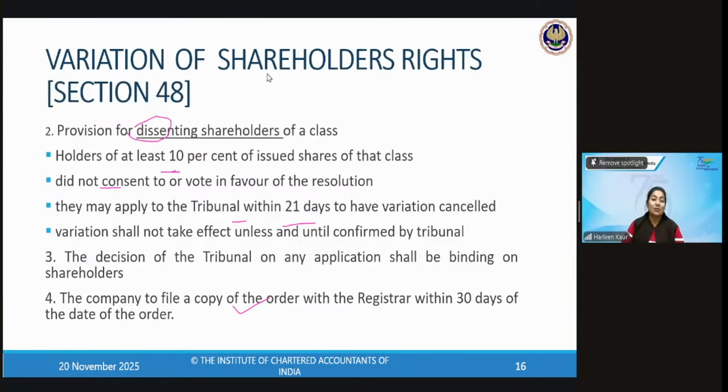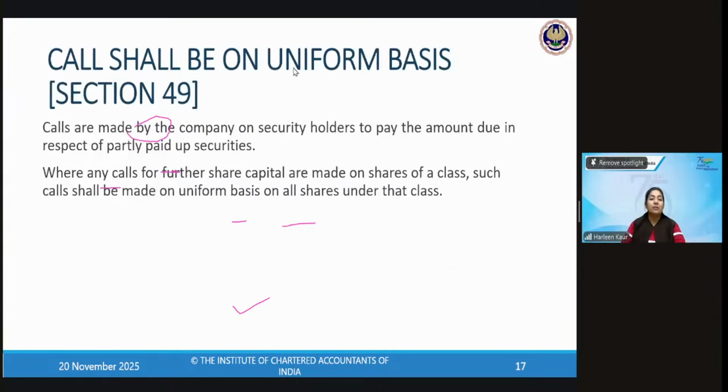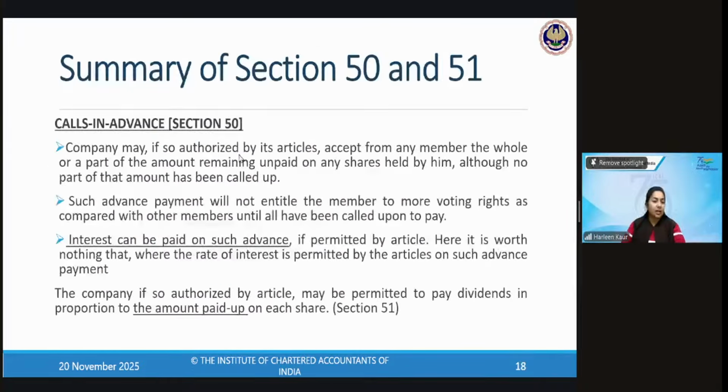Very good. Rajveer has also answered the refund. Refund has to be given within 15 days. For what refund? Those who are dissenting, those who are not agreeing to this variation, right? Good. Now, after that, there was the uniform basis on which shares have to be issued. This was very, very simple. Section 49, 50 also talks about calls in advance. If it has been made, the voting rights accordingly will be given, and interest on advances can also be allowed.